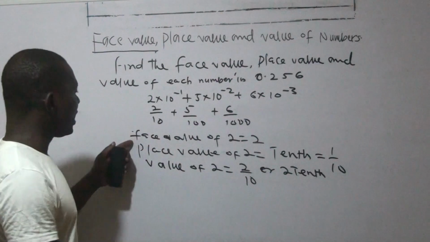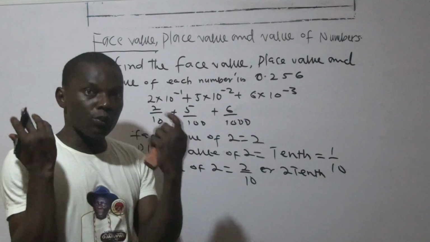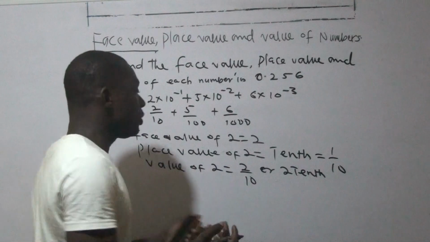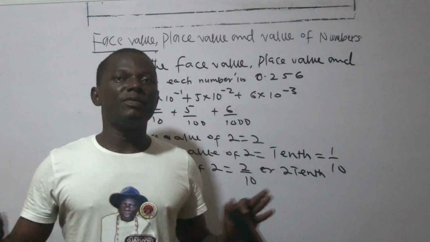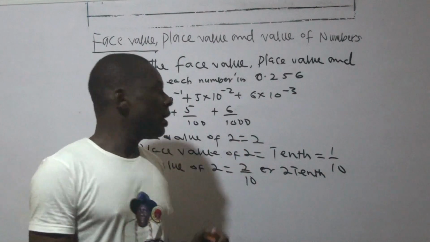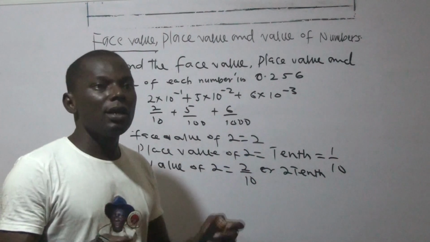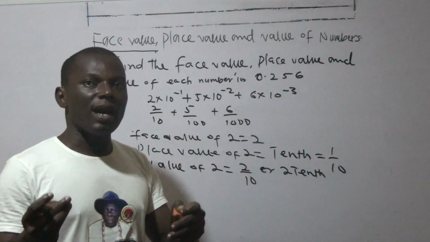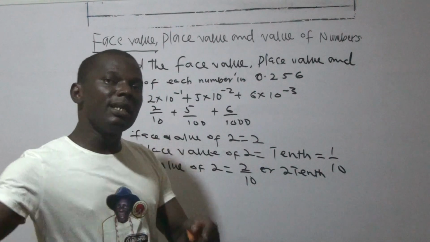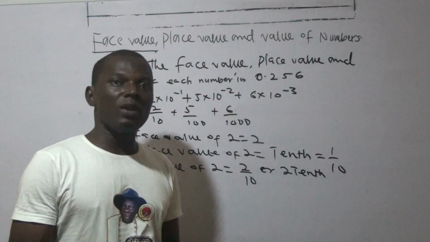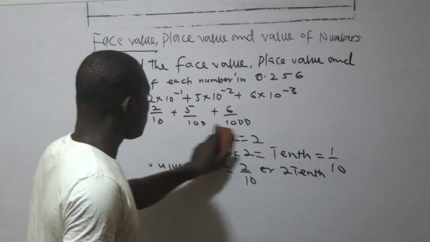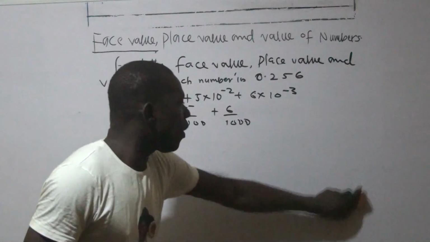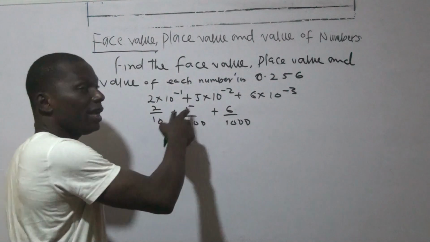You see the difference? Clear? Face value of 2 is 2. Your face is your face. The place value, what is the position 2 is standing? That is the meaning of place value. Then the value simply means the product of the face value and the place value, that will give us the value of any given number. That is for 2. Now, similarly, the face value of 5 is 5.